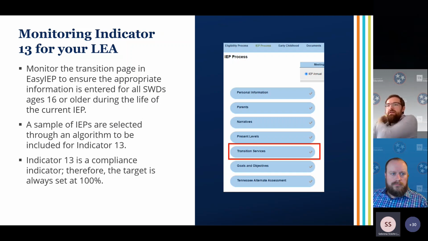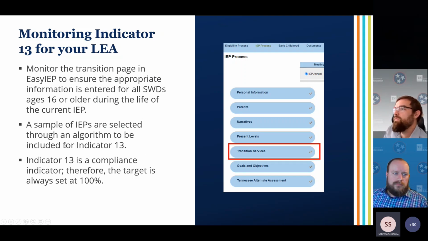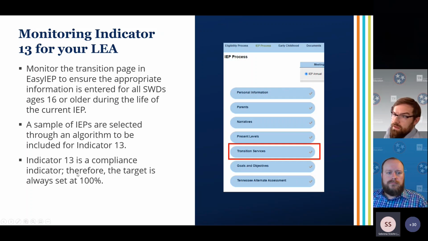The students that will actually be included in the calculation for indicator 13 are sampled through an algorithm used by the Division of Federal Programs and Oversight. So you don't know exactly who those students will be at any given moment, but those are the students that are sampled and used for the calculation of indicator 13. And as we said, indicator 13 is a compliance indicator. So out of the IEPs that are selected through the algorithm, we're looking for 100% of those to have post-secondary goals that are measurable. Questions on indicator 13?